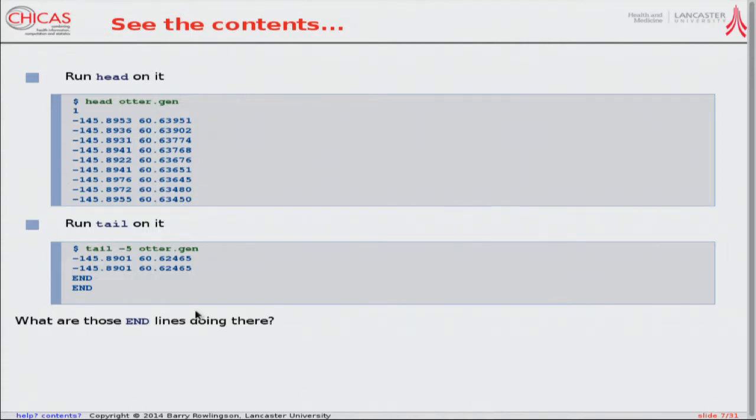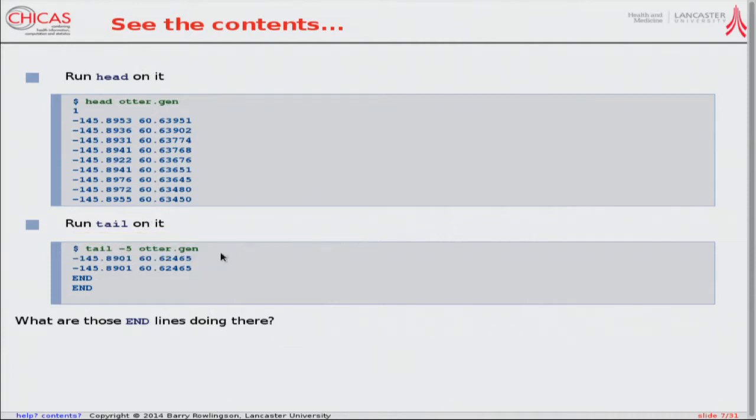So the next thing I do now, I know this is a plain text file and it's not going to mess up my terminal, is just look at the first few lines. And for that, Unix has the head command, which is similar to the head function in R, which we've seen already, to look at the first few rows of a data frame. In this case, we get the first 10 lines of the file. And it starts with a 1, and then it's got some coordinates.